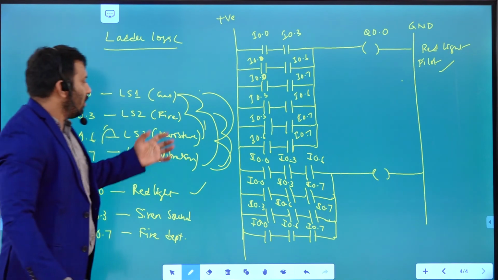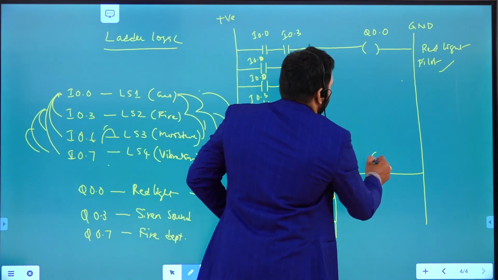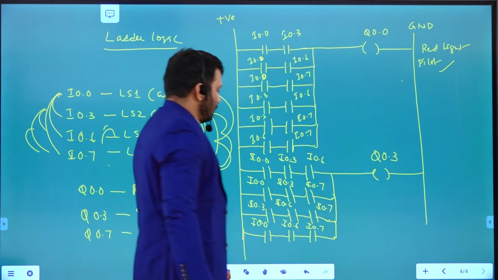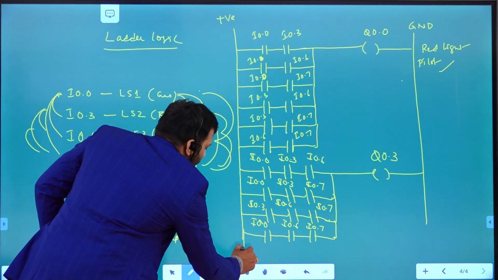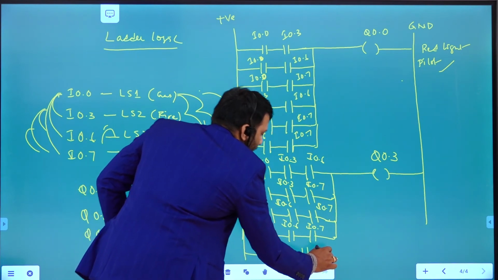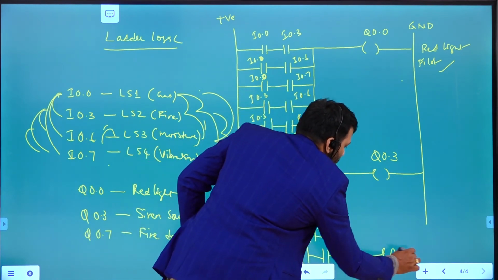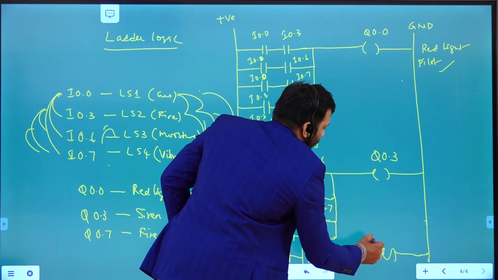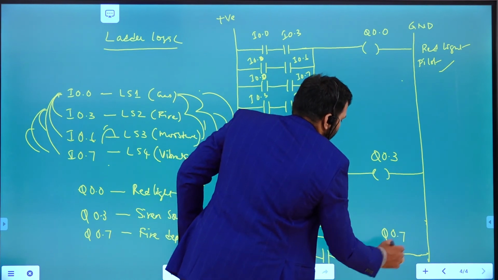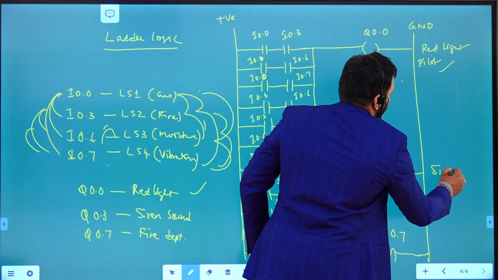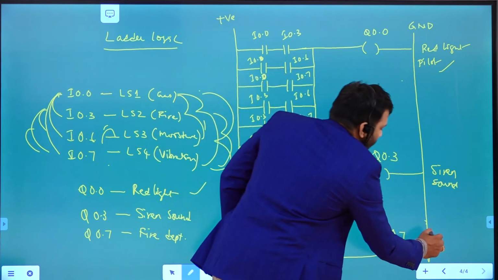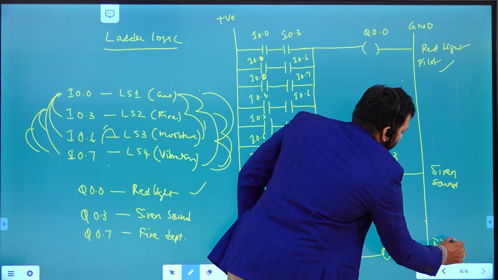So if any three are on, then what will happen? This one, Q0.3, surround sound, you need to give. If all are on, that means if all four inputs are active, then what you have to give? This one is going to become Q0.7. This is going to give surround sound, right? This one is going to intimate the fire department.